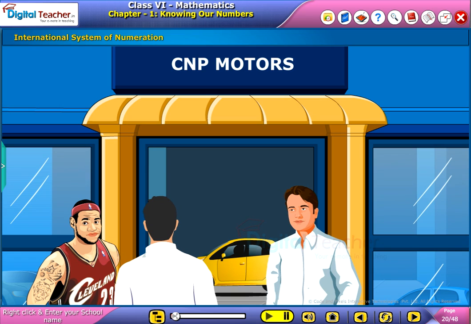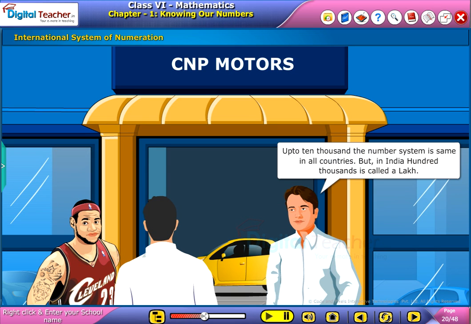Till now, we have learnt about the Indian system of numeration. Now, we are going to discuss the international system of numeration. What's the price of a car? 1 lakh. I didn't get you. What is 1 lakh?